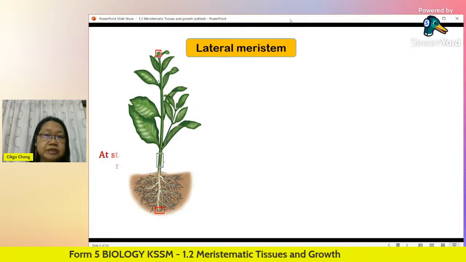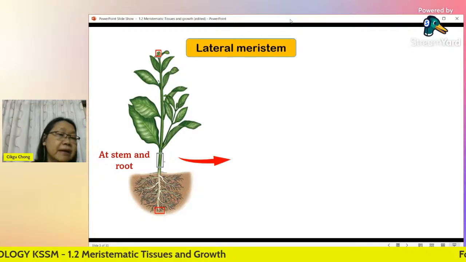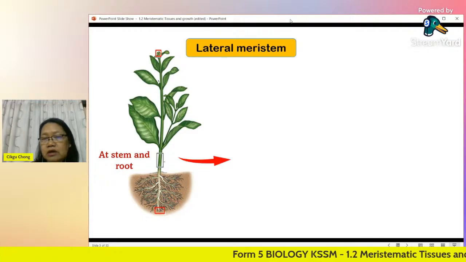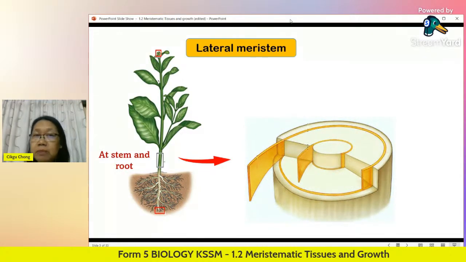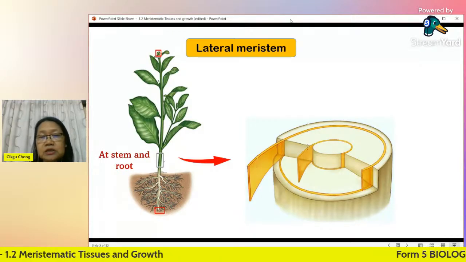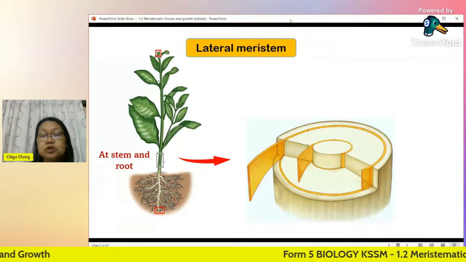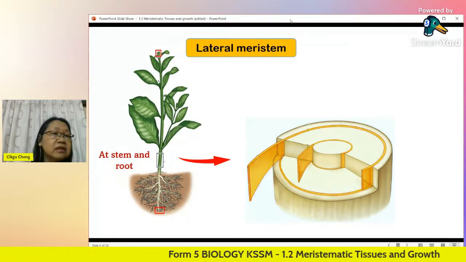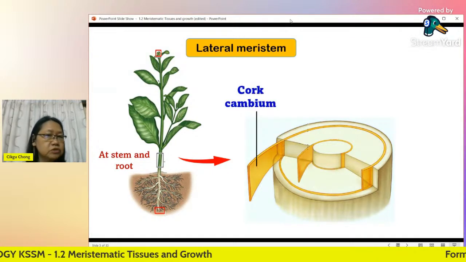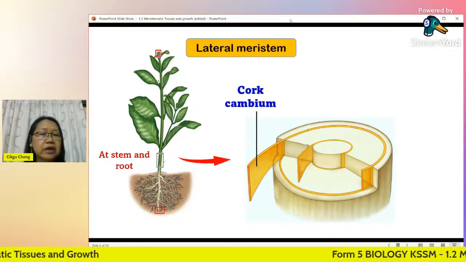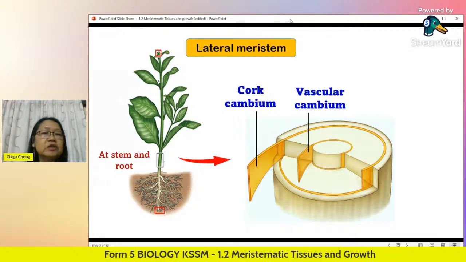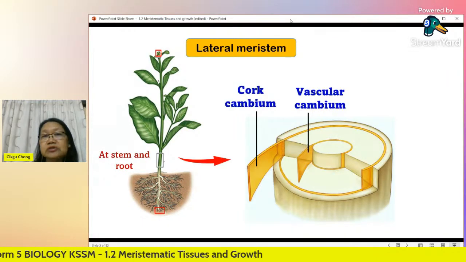Now, lateral meristem. Let's talk about lateral meristem. Lateral meristem is found at the stem and the root. Of course this is a very small plant, but if you were to cut through a thicker plant, you'll be able to see something like this. There are two groups of tissue here, which are under lateral meristem. We call that cork cambium, which is nearer to the epidermis, and another layer nearer to the inside, nearer to the pith, called the vascular cambium. So these two are under lateral meristem.